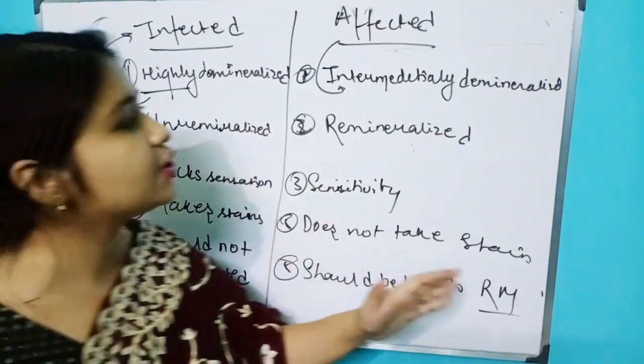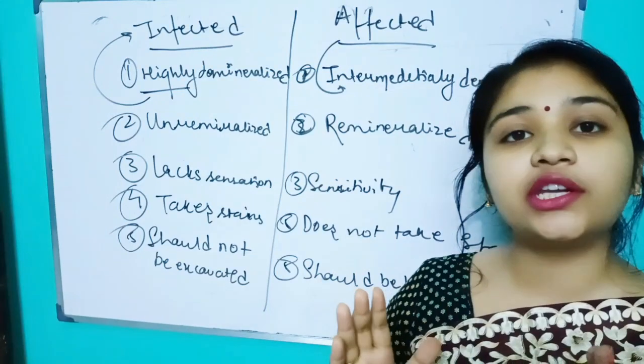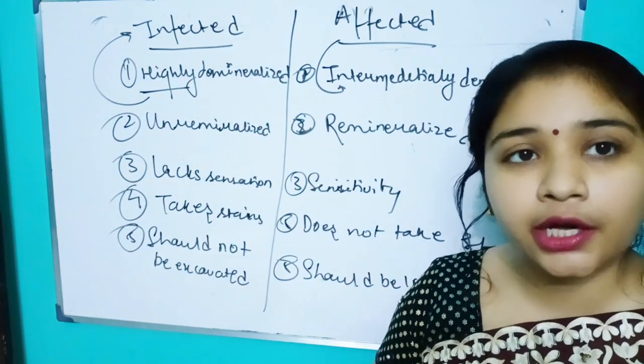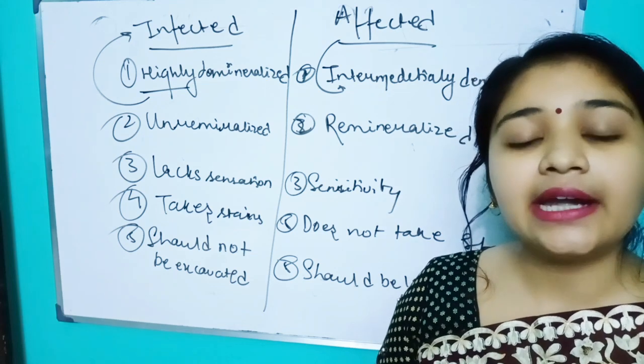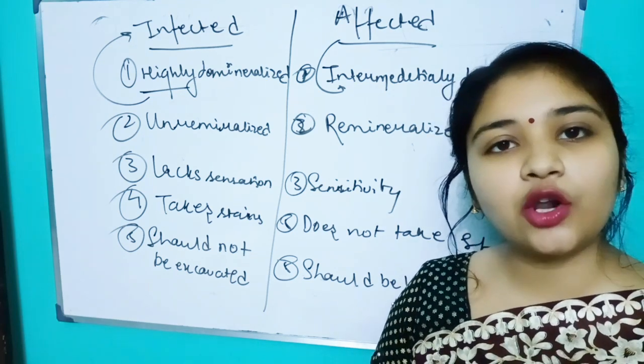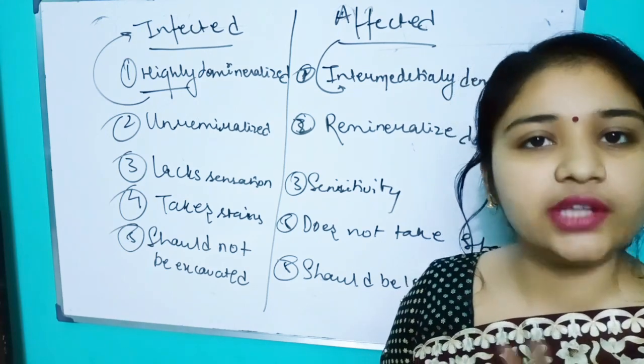Now in this topic I'm going to end this lecture. In the next lecture I'm going to tell you about the stainless steel crown. Okay, so in every Caries lecture we are getting to know about 10 short points, and in the next lecture I'm going to tell you the 10 short points of the stainless steel crown. Thank you and have a nice day.